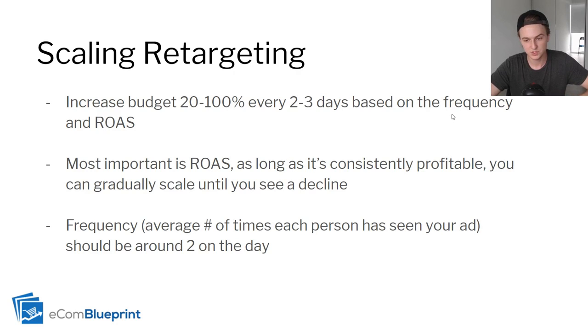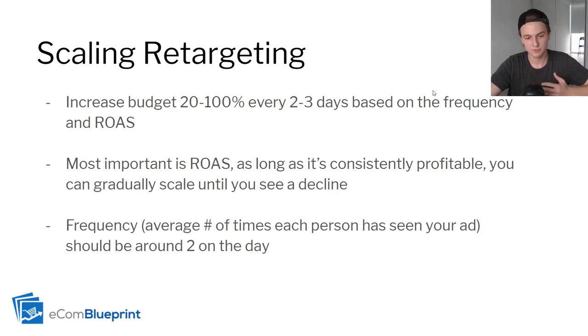And another interesting metric that you can keep track of is the frequency. What the frequency tells you is, for each person that was shown your ad, how many times on average did they see it in the time frame that you have selected. So if you're looking at today's data and your retargeting campaign has a frequency of 2, that means that each person who's seen your ad today, on average, has seen it twice already.